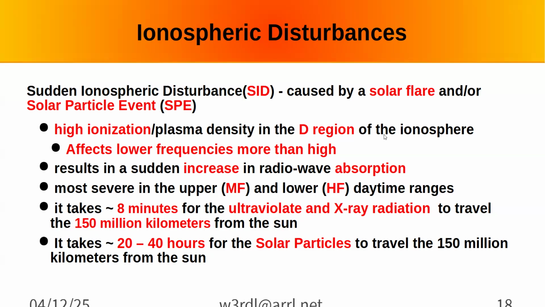It takes 8 minutes to travel from the sun to the earth for light, X-rays, any of the radiation. It takes a day or 2 or 3 or 4 for particles to get here, depending on, I guess, their velocity, because it's 150 million kilometers.